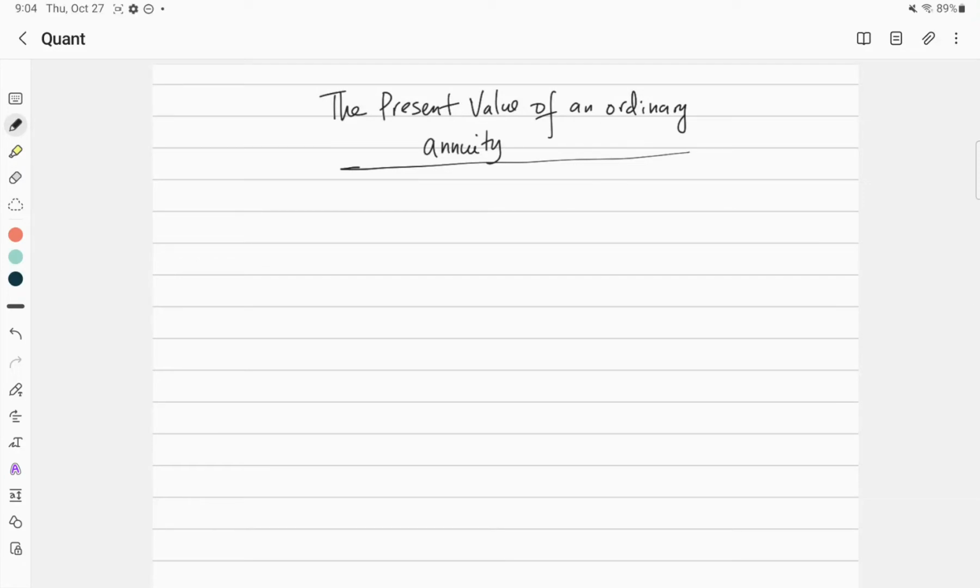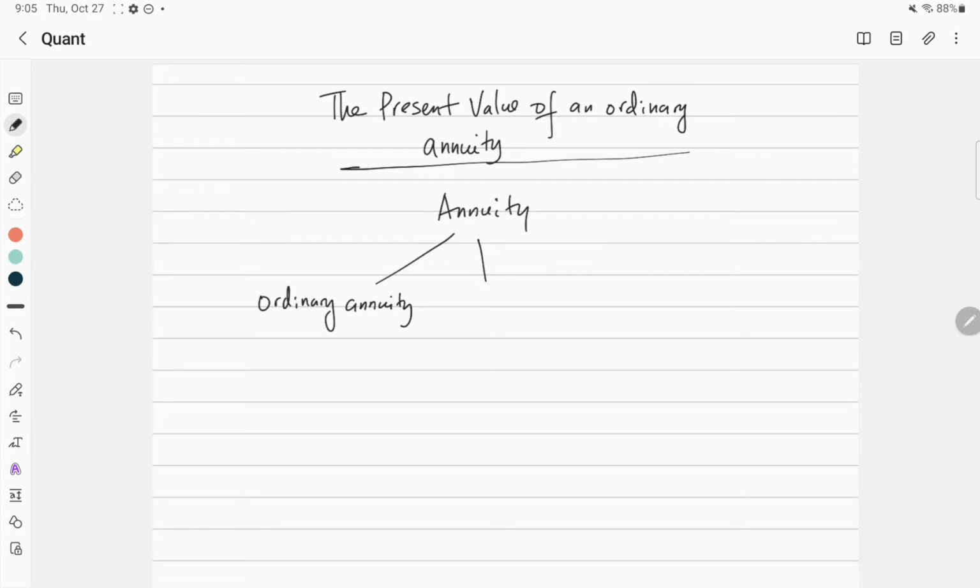All right, in this video, we're going to calculate the present value of an ordinary annuity, and we're going to see an example just to clarify this concept. Before that, let's just revise the concept of annuity. An annuity is simply a series of level cash flows occurring at equally spaced periods in the future. We have three types of annuity: ordinary annuity.